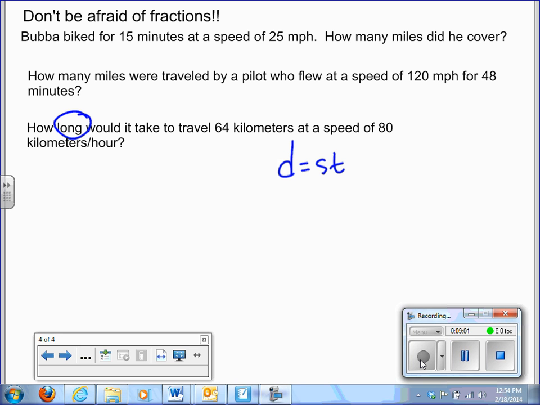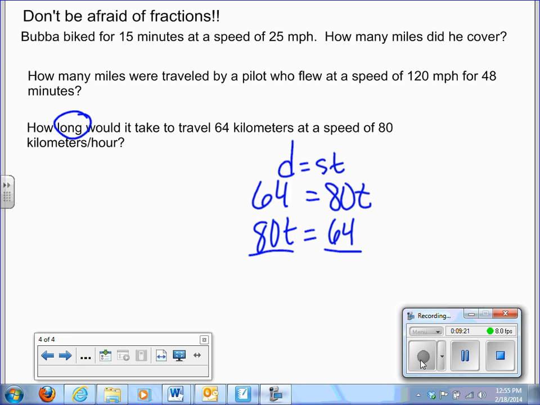Jamie? 64 equals 80 times T. Good, and we can rearrange. Cormac? 80T equals 64. Good. Divide both sides by what, Brian? What's our coefficient, Ananya? 80.